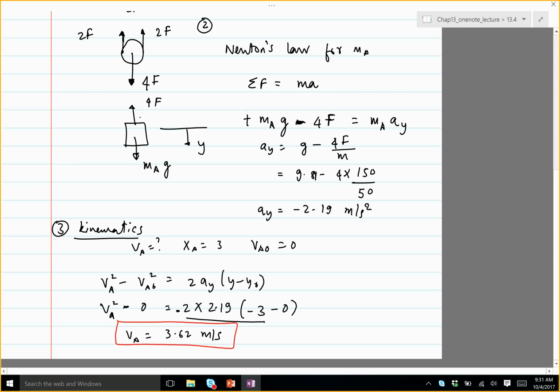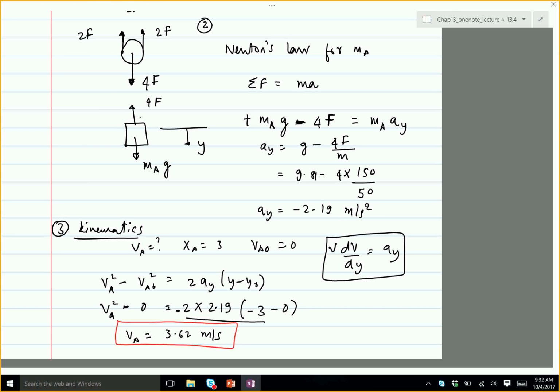Yeah, you could also use v dv/dy equals a_y. You can use this too. Yeah, you can use that. It's just that if acceleration is constant, then it's simple.